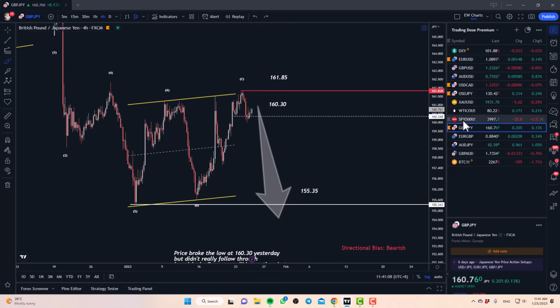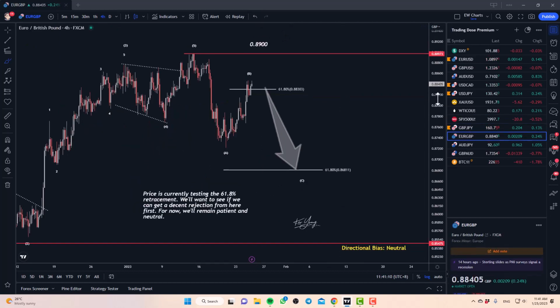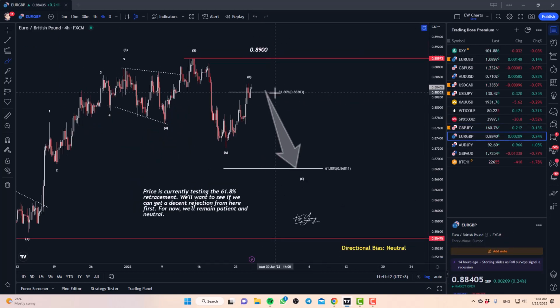Okay, Euro pound is testing that 618, but we're still very neutral on it right now. There's still that possibility of this down move, but this little pullback here looks more of a V. So we're just being neutral right now and see how the market is going to react off that 618 before making any commitment to any particular trade.